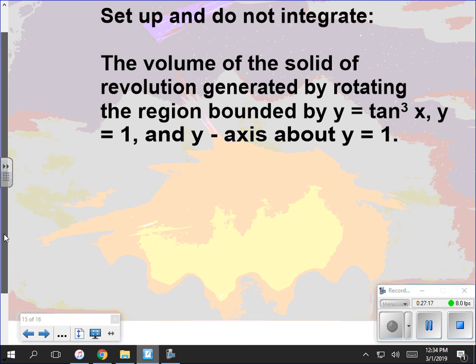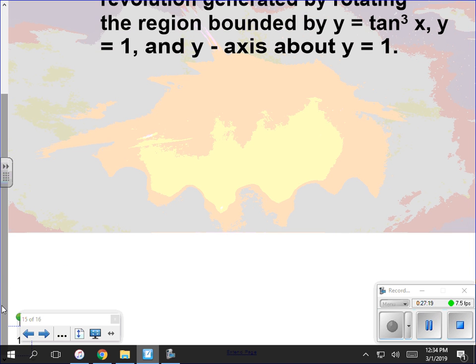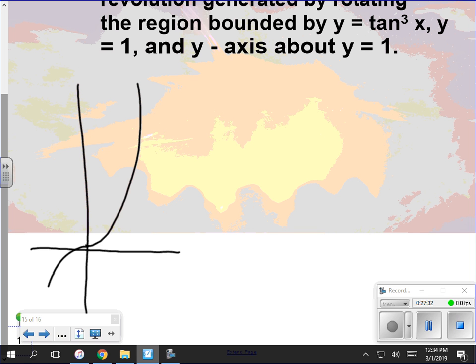Okay, let's do this. So, XY axis. This is the line y equals the tangent cubed of x. So it's that. The boundary is this, the y-axis, and the line y equals 1. So this is the area we are rotating. This is what we're spinning.